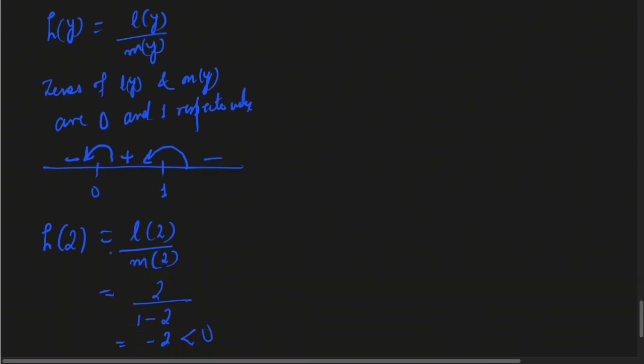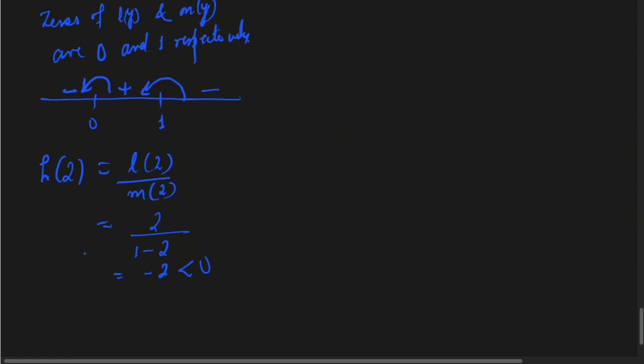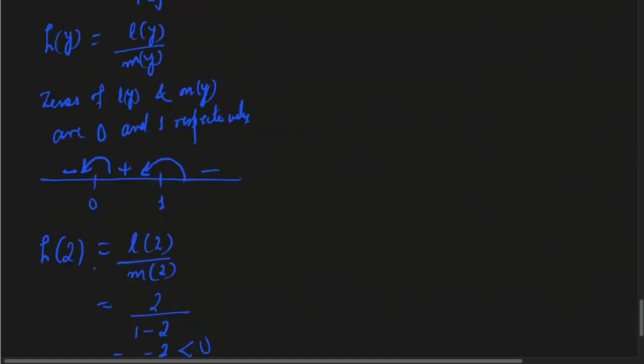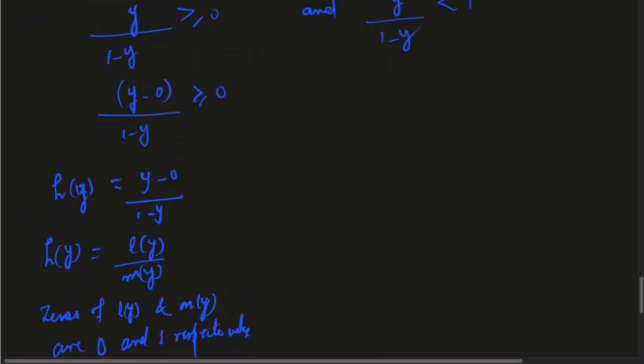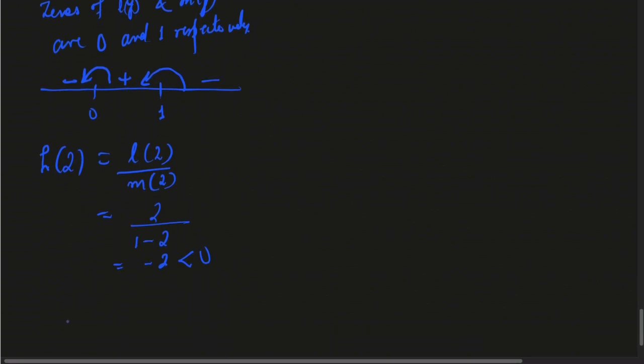So now we have got the intervals of y. We satisfy this condition, y minus 0 upon 1 minus y greater or equal 0. So y upon 1 minus y is greater or equal 0 for y in [0, 1).